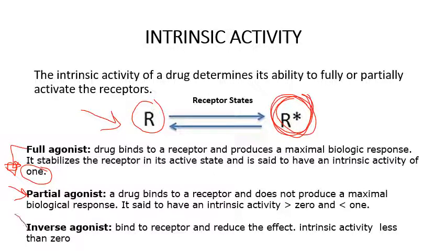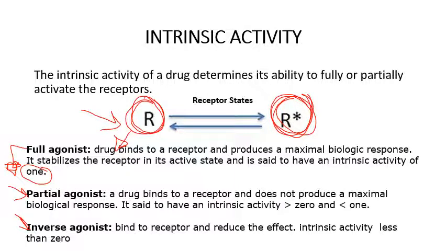For inverse agonists, it binds to a receptor and reduces the effect. In this case, intrinsic activity is less than 0. The inverse agonist is the opposite of partial and full agonists. It will bind to a receptor, so it has affinity to the receptor, and the drug-receptor complex that will be formed will be in the inactivated form, or will reduce the activity of the drug-receptor complex, so it keeps the receptor in the inactivated form, and then prevents the formation of a physiological response.